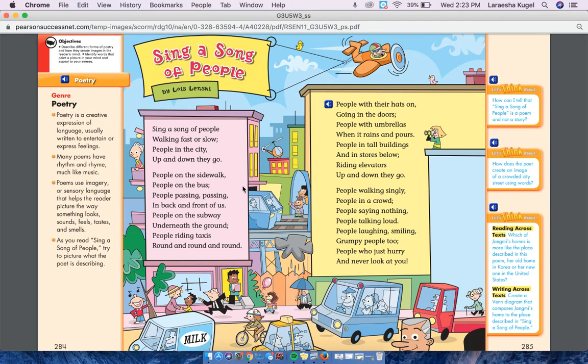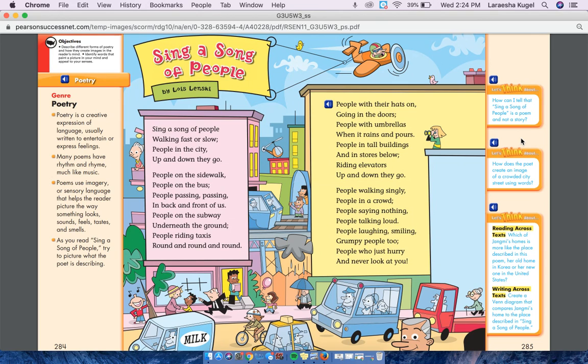So over here, we're going to think about it. How can you tell that Sing a Song of People is a poem and not a story? We need to think about that. Now, one way that I know this is a poem and not a story is that there's not a main character. There's not a beginning, a middle, and an end of it. There's not a problem and a solution. It's just kind of describing something. It's just talking about all different kinds of people in the city. So because of that, it's not a story because it's missing those key elements that we find in stories.